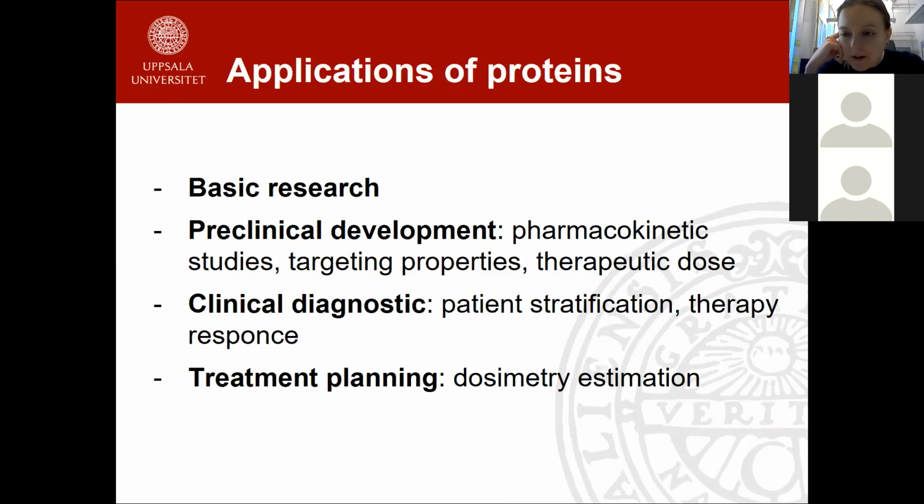Is bone marrow cancer diagnosed then, if it's so sensitive to radioactivity? Sorry, can you repeat the beginning? How is bone marrow cancer diagnosed if it's so sensitive to radioactivity already?